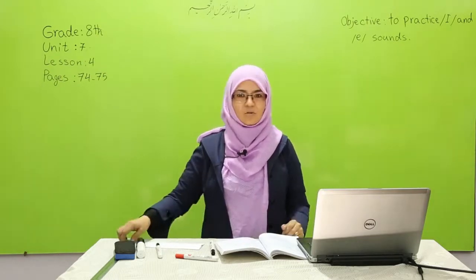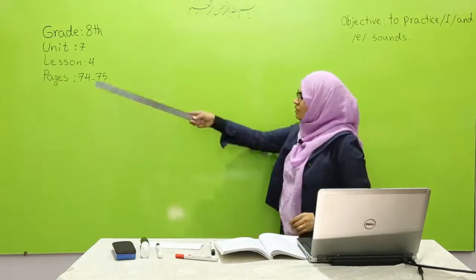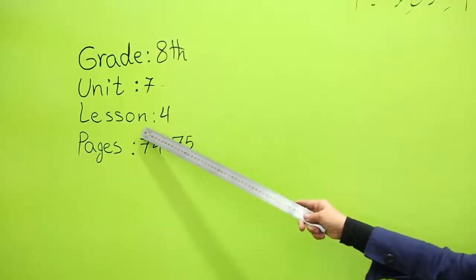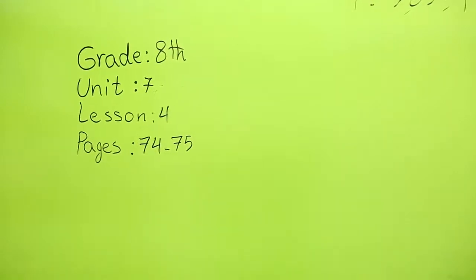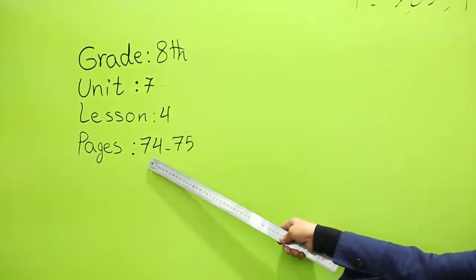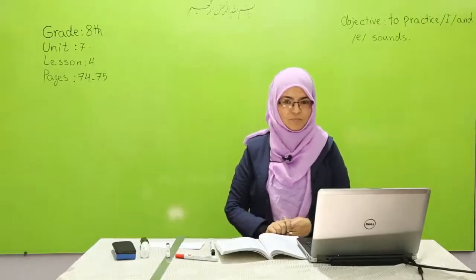Very good. So let's start our new lesson. See the board. We are in Unit 7, Lesson 4, and we are going to study 2 pages of this lesson, that they are 74 and 75. So be ready for these 2 pages.